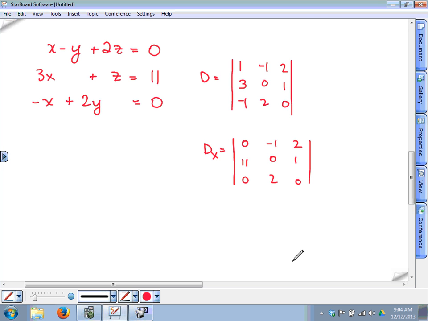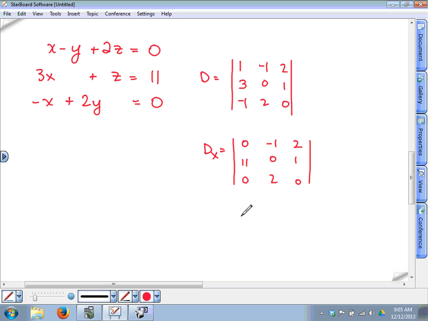Everybody stop for a sec. Stop. Freeze. Look up here at the screen. The D sub x matrix, you have to take these entries after the equal sign and replace them in the x column, right? But in doing so, you have a column with 2 zeros in it. So when you're choosing to find the determinant, which column are you going to choose? The one with 2 zeros in it.